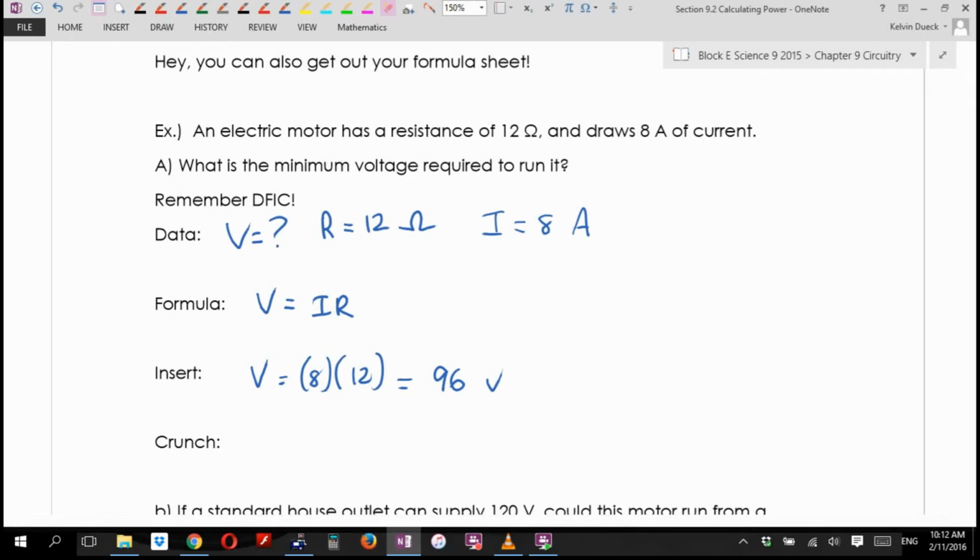By the way, that's a fib. It's actually 113.4 volts, but we round it to 120 because that's a nice number to do physics with. So anyways, you want to run that from a plug. Oh, crunch the answer. You know what? I did right there.